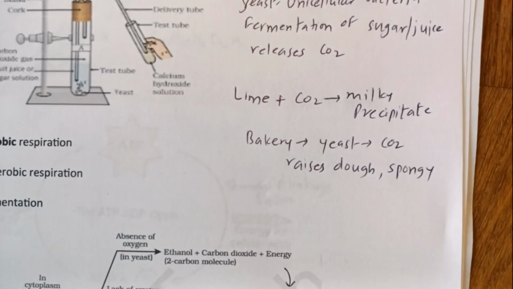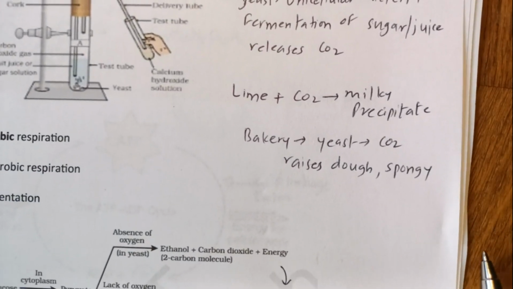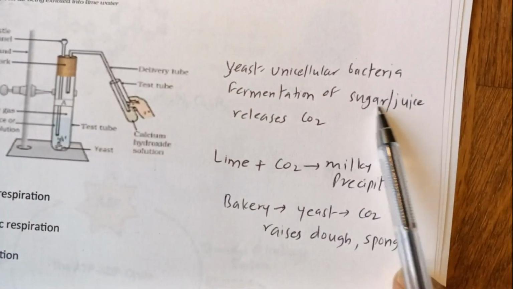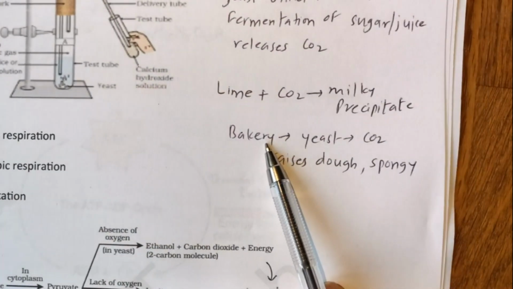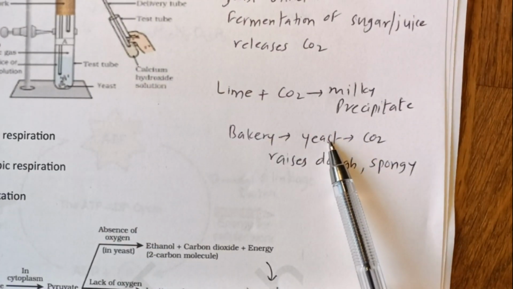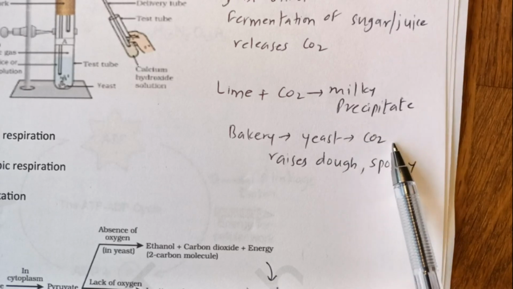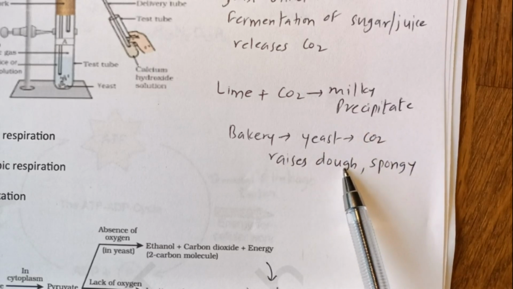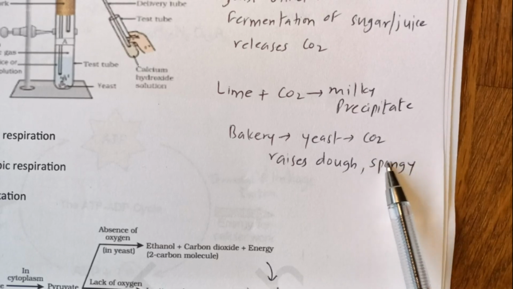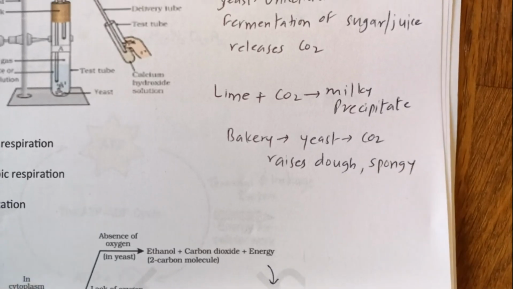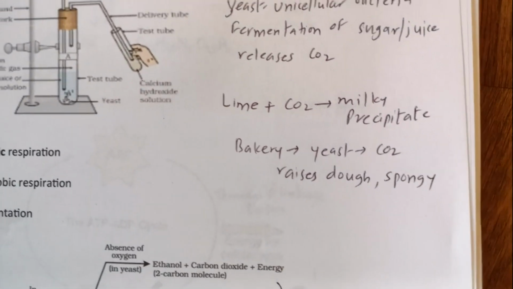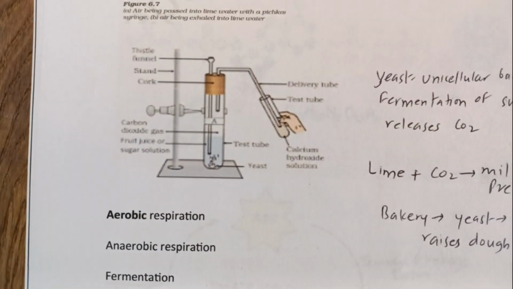This property of release of carbon dioxide from the yeast after coming in contact with a sugary substance is used in bakery. The yeast used in bakery products releases CO2, and the CO2 then raises the dough and makes it spongy. So the cake or the bread becomes spongy because of the cavities that are generated by the CO2 released by the yeast. Okay, so let's move on to the actual text in this chapter.